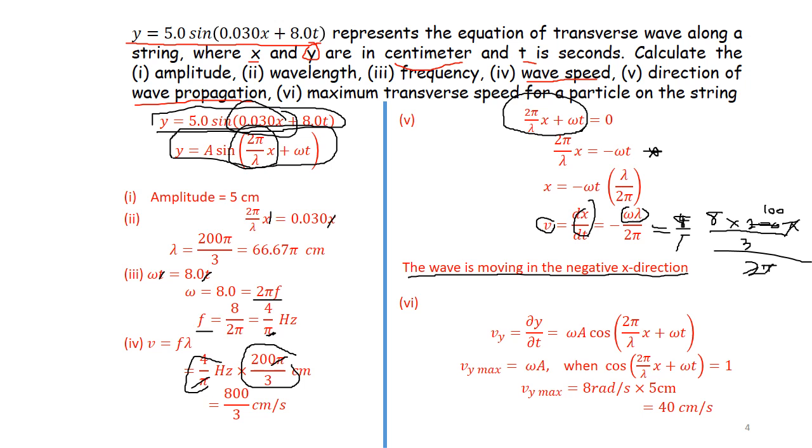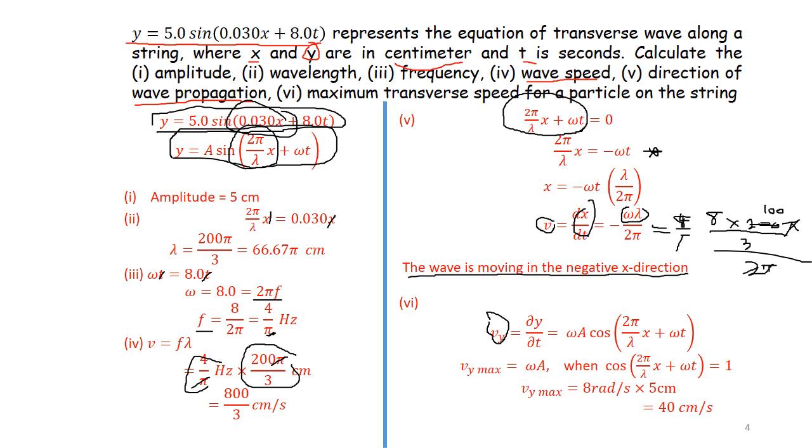Now the next question is the maximum transverse speed for a particle on the string. So we have the displacement of the particle differentiated with respect to time, which gives us the speed of the particle. And if you differentiate the equation y, you have the expression.